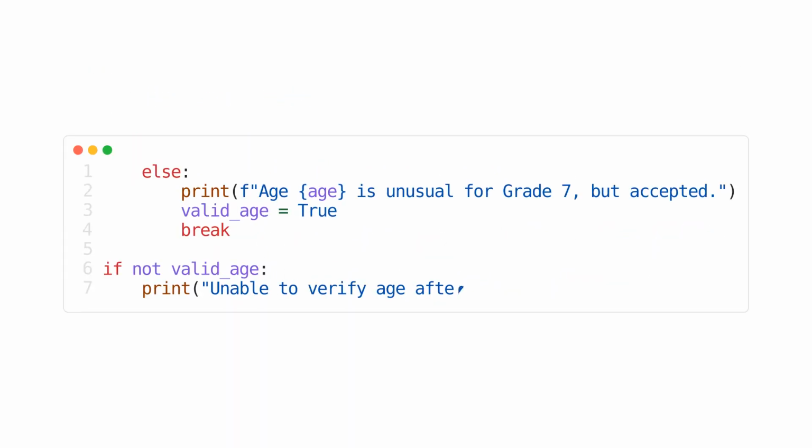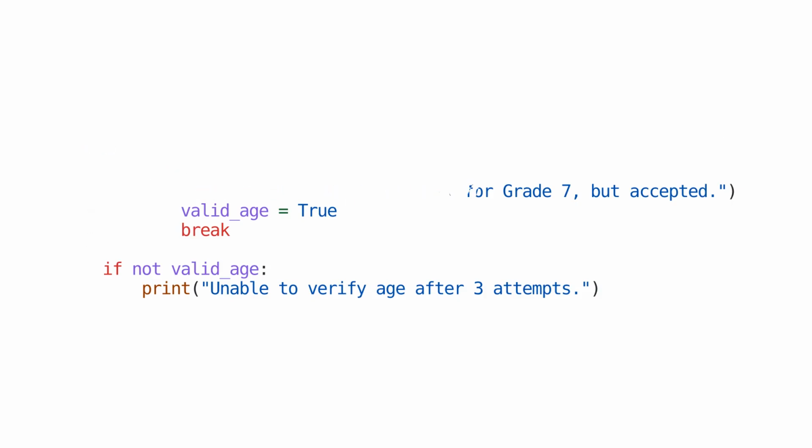And here's the final validation touch. We handle borderline cases with a friendly message, and after the loop ends, we check if validation succeeded. If not, we inform the user diplomatically. This is professional-grade error handling.